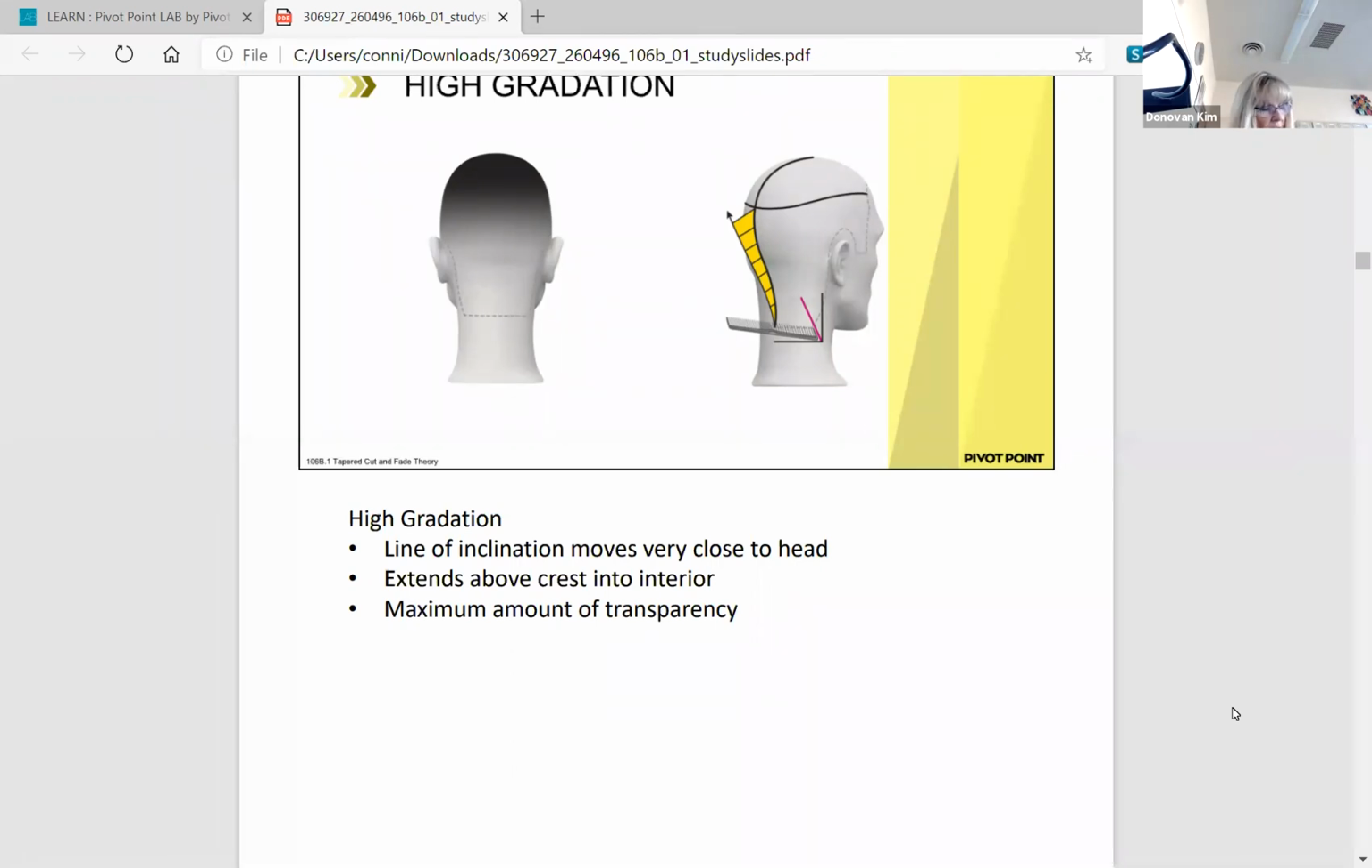Okay, so the line of inclination is the angle at which the gradation progresses in length. So is it going short, short, short, and then longer, or is it just going short to long? I mean, which angle are we going to in this short to long hair? That's what we're going to need to know. So the higher the line of inclination, the closer the comb is to the head, which results in shorter length. Longer hair is going to give us longer lengths.